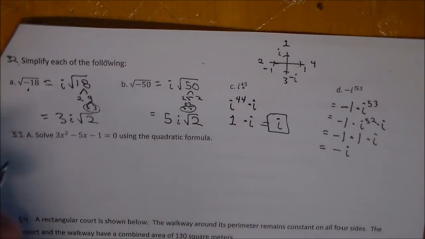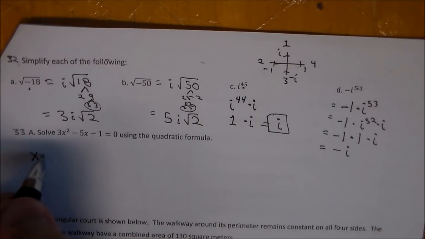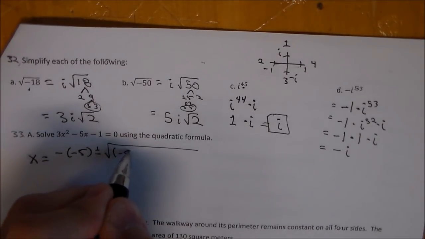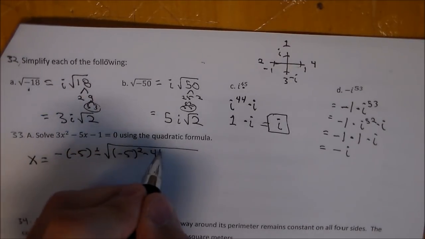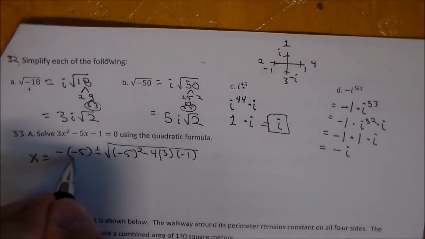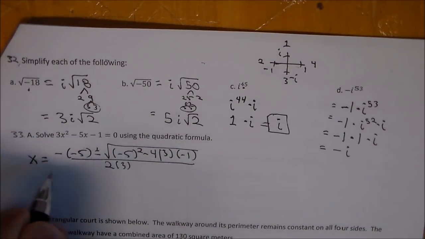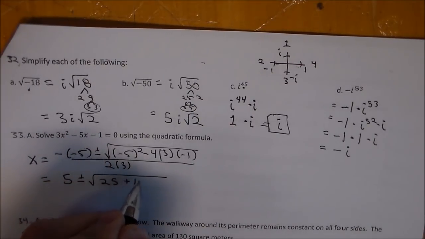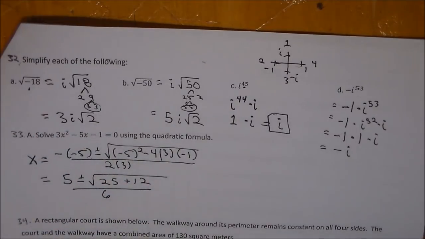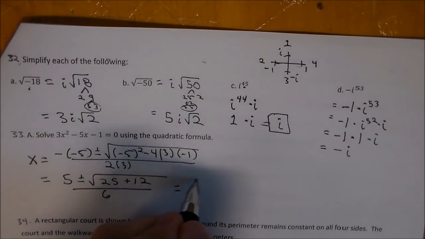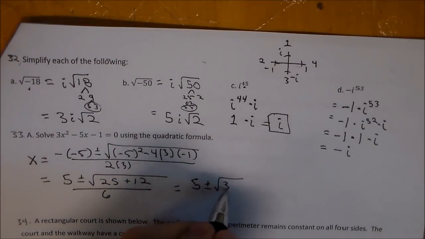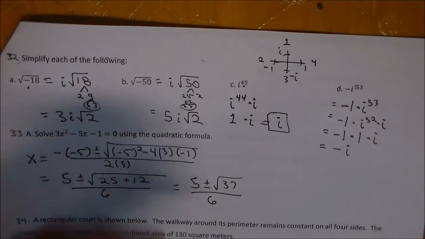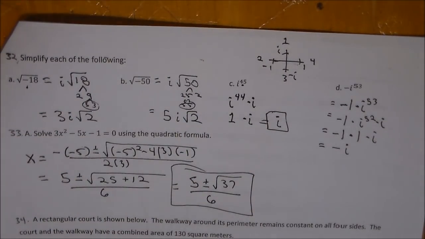For number 33, we need to solve with a quadratic formula. So we're going to go x equals negative negative 5 plus or minus the square root of negative 5 squared minus 4 times 3 times negative 1, all of that over 2 times 3. We get 5 plus or minus the square root of 25 plus 12 over 6. Now we have 5 plus or minus the square root of 37 over 6. 37 does not simplify as a radical. We're just going to leave it in this format.